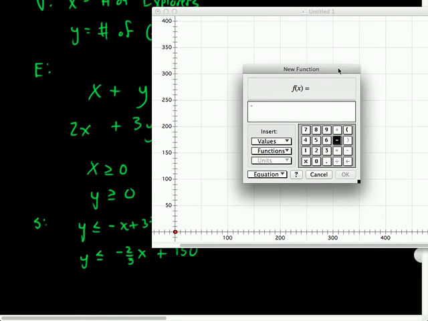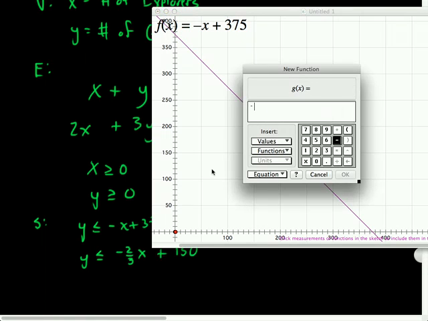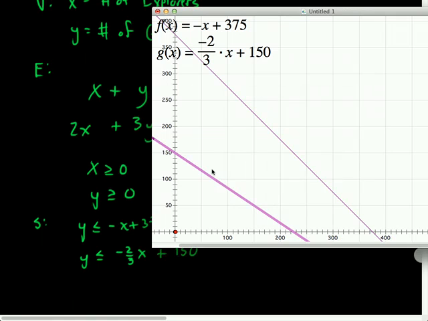So I'm going to have negative x plus 375, bam, right there. And then graph negative 2/3 x plus 150, bam. Oh, this one's interesting. And then I've got my vertical and horizontal equations. Now, both of these equations, it had to be less than those. Am I right? So the common shaded region is actually just the smaller triangle.